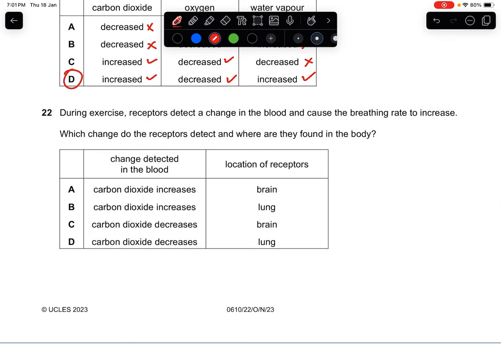Okay, question 22. During exercise, receptors detect a change in the blood and cause the breathing rate to increase. Which change do the receptors detect and where are they found in the body? When the breathing rate increases, what causes it? It's always the detection of an increased amount of carbon dioxide. When carbon dioxide increases in your body, it requests the body to immediately inhale more oxygen to replace it and remove the carbon dioxide from the body. Where are these found in the body? When the receptors work, it all comes from the central nervous system, which is the brain. It will never come from the lungs. So the answer is A.